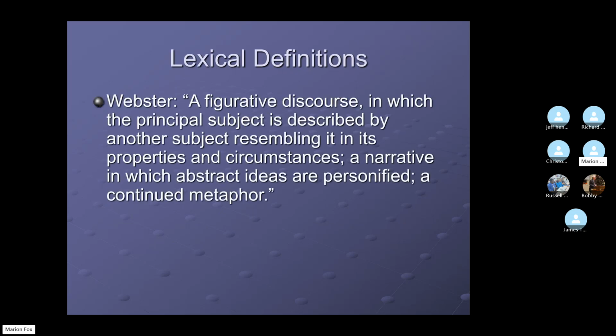Webster defines an allegory as a figurative discourse in which the principal subject is described by another subject resembling it in its properties and circumstances. A narrative in which abstract ideas are personified, a continued metaphor. And that's how we're defining it. It's a continued metaphor.